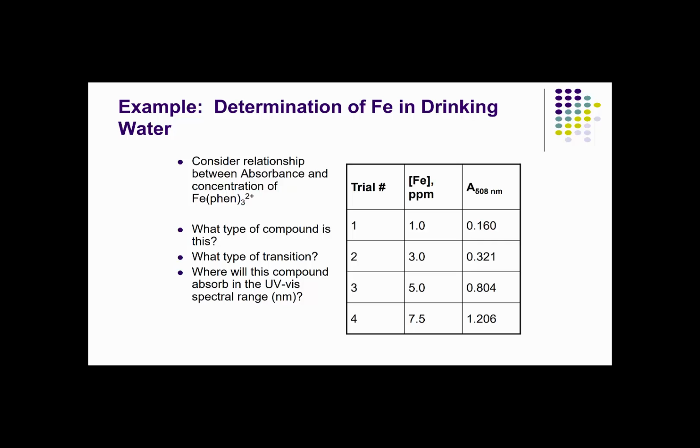When the metal is iron, it peaks at about 508 nanometers, so that's the reason that wavelength is used for making the absorbance measurements. And you'll use linear regression performed either on your graphing calculator or with an Excel spreadsheet in order to determine the best fit line for your calibration curve and to ultimately determine the concentration of iron in your sample of drinking water.